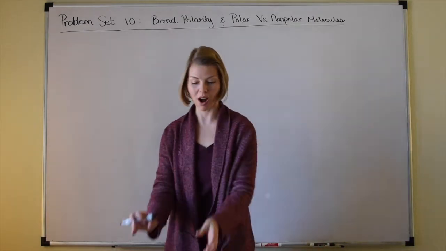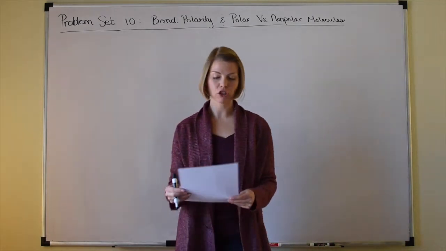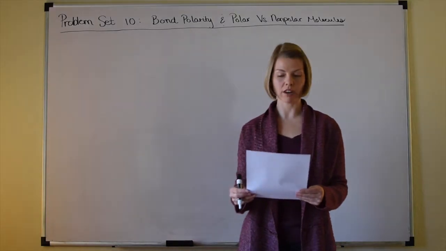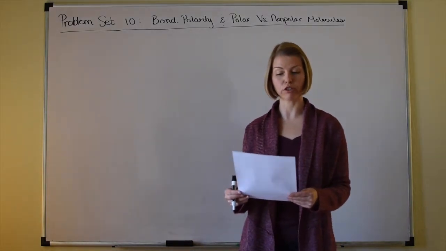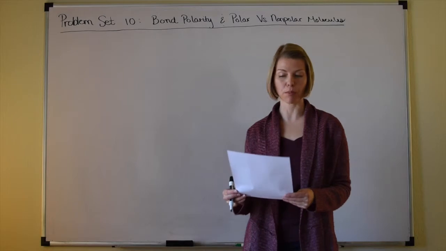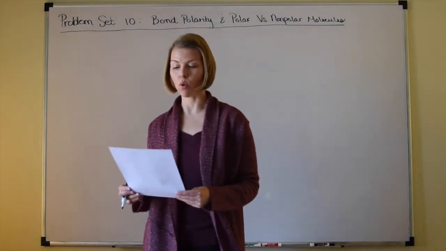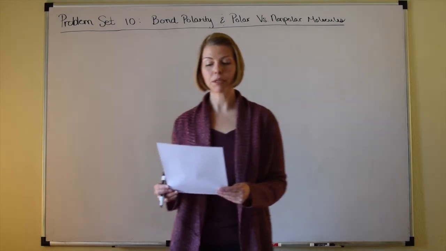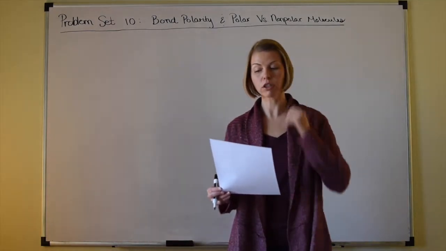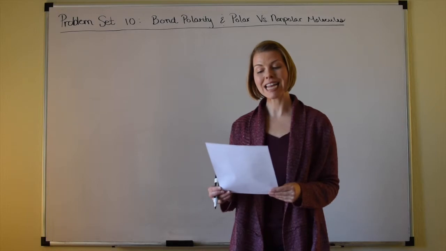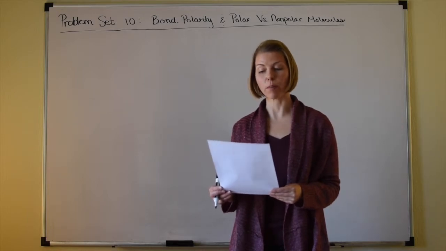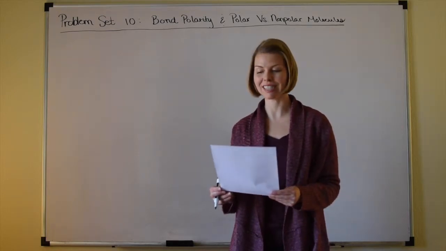Okay, number 1. Use an electronegativity chart such as the one found on slide 3 of tutorial notes for bond polarity and polar versus nonpolar molecules to calculate the electronegativity difference for the following bonds. Label each bond as polar or nonpolar. For any polar bonds, indicate the direction of electron pull with the partial positive and partial negative signs.